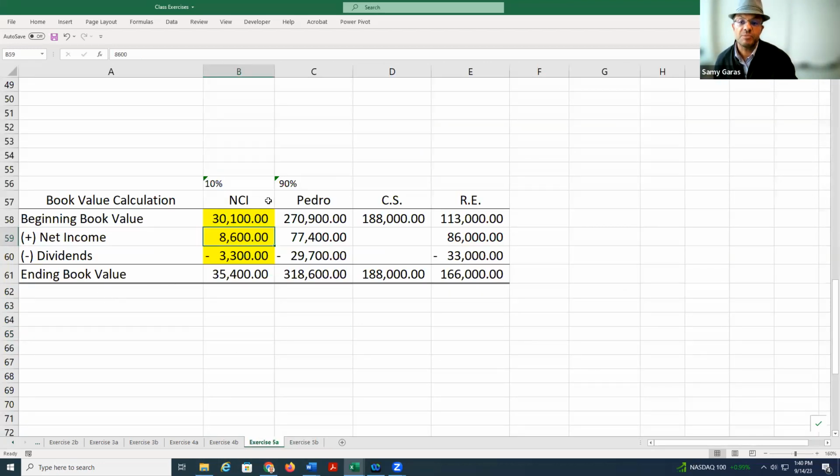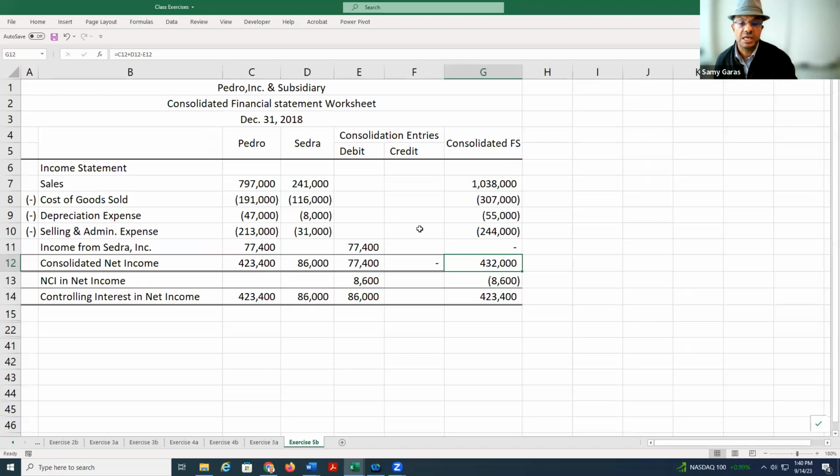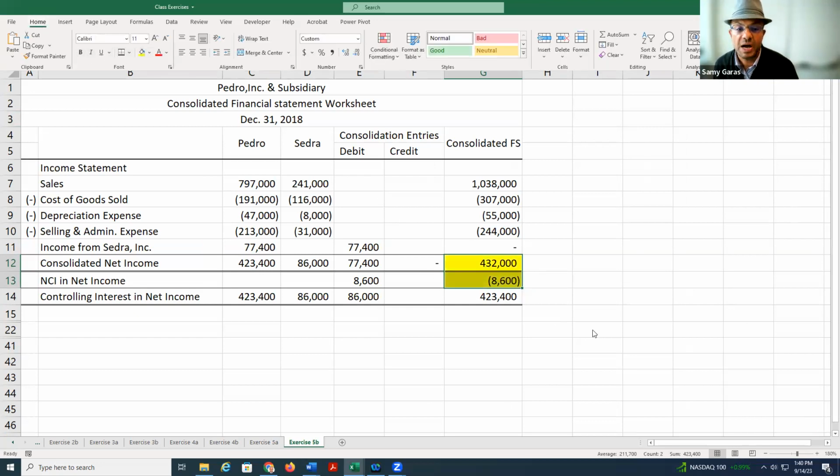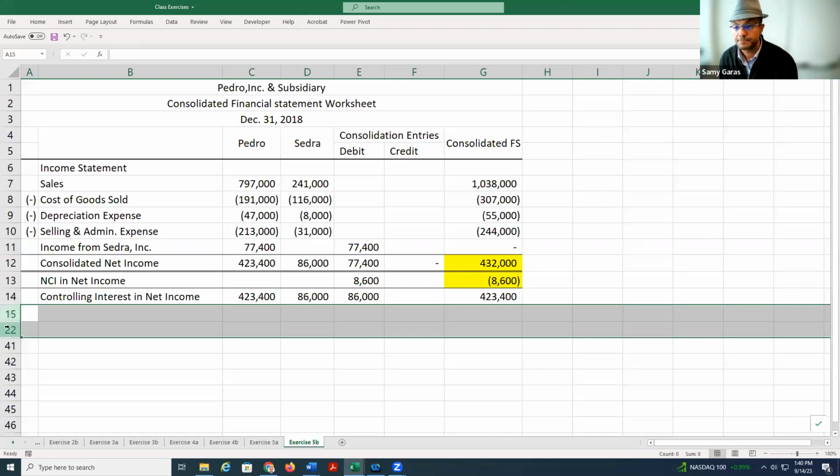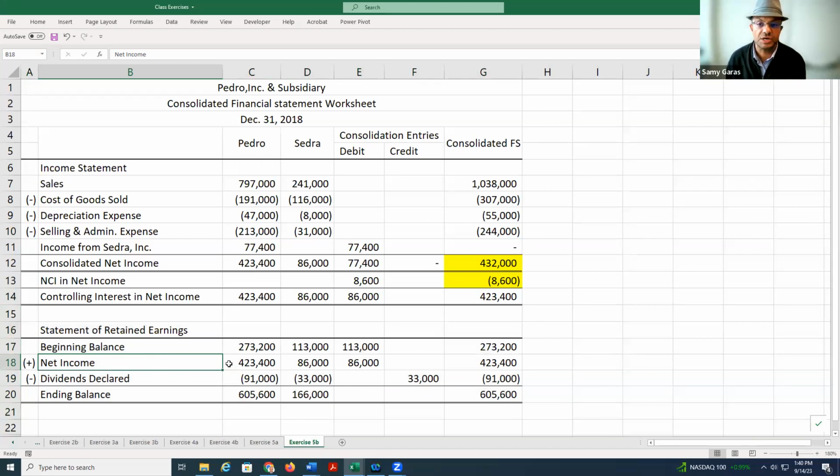The net income, we get 8,600. I put it here, 8,600, and it will be subtracted. So if I subtract 432 minus 8,600, we get 423,400. And this is the consolidation for the income statement. Now I take the net income to the next statement, which is retained earnings. So here is the retained earnings.